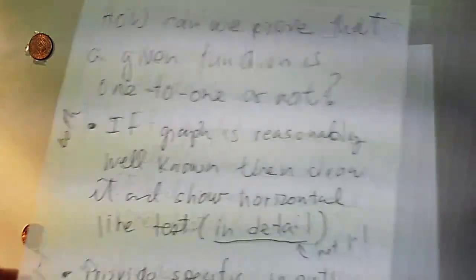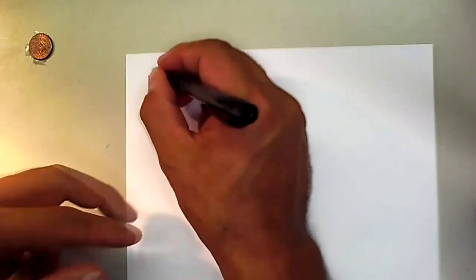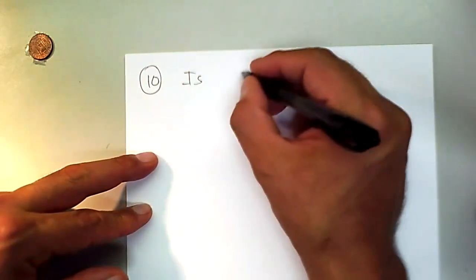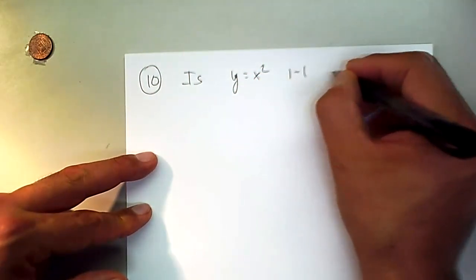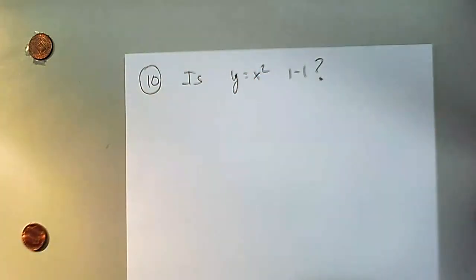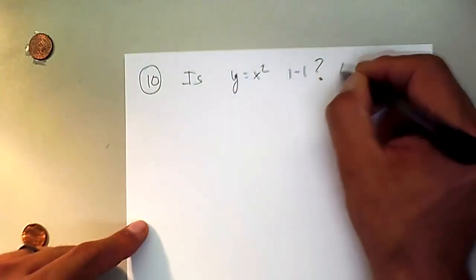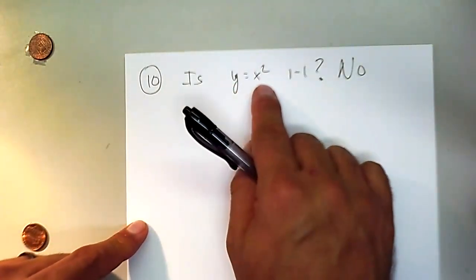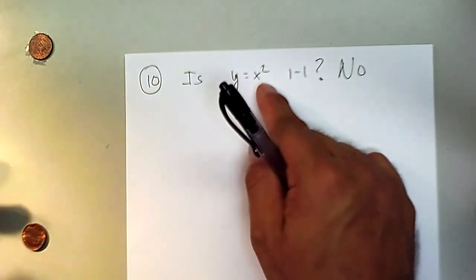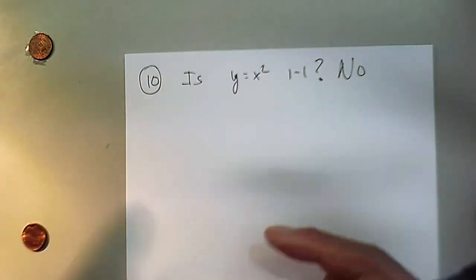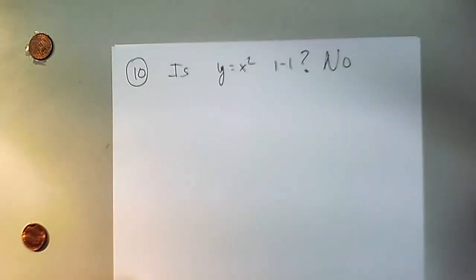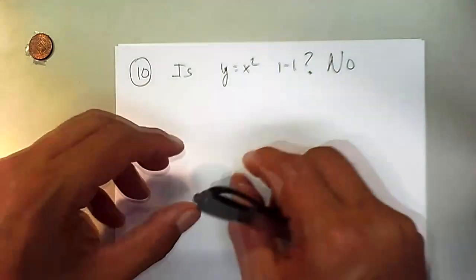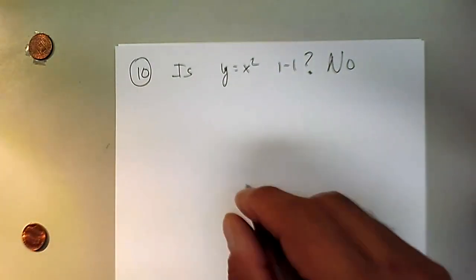Okay. So example 10 is: is y equals x squared one-to-one? And the answer is no. Now, this is a super well-known graph. If you don't know it, then get to know it. Draw it a couple times by hand on a nice grid, and then just figure out the inputs and outputs. Go through that.